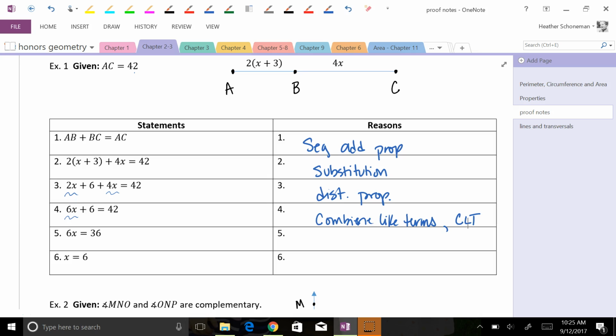Okay, then let's see what they did. Oh, it looks like they subtracted 6 from both sides. So we do the same thing to both sides. That's the subtraction property of equality. And then they divided by 6 to solve. You get the division property of equality. Okay, one more this time.